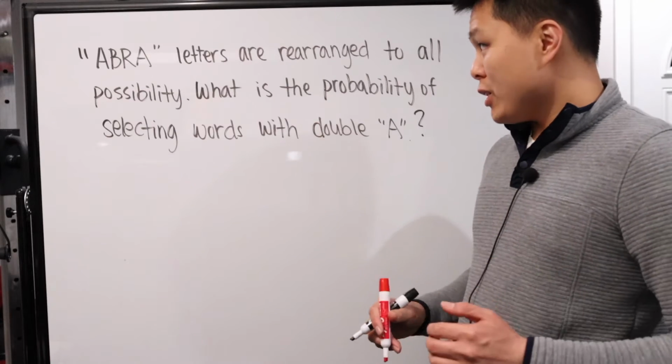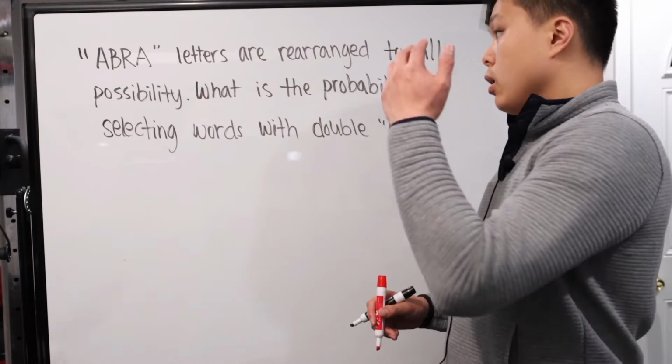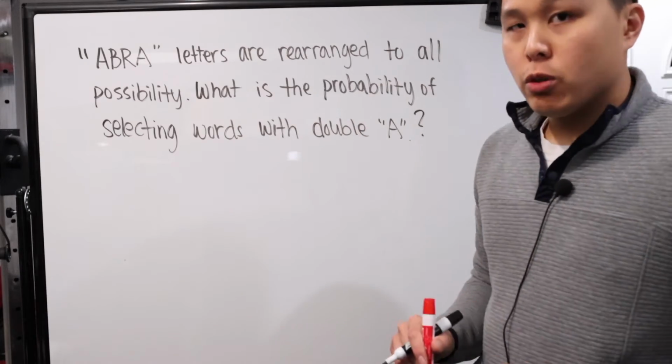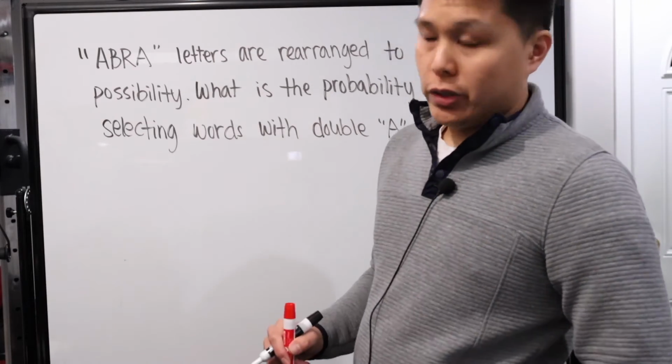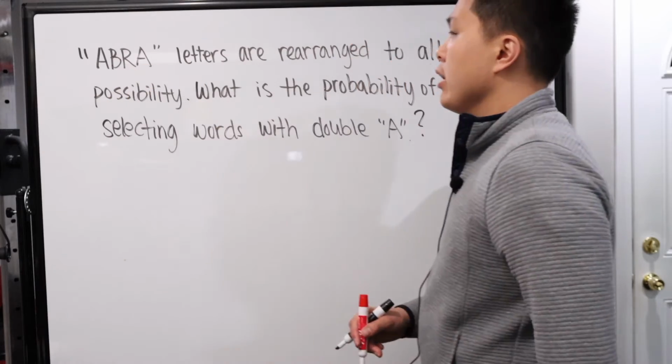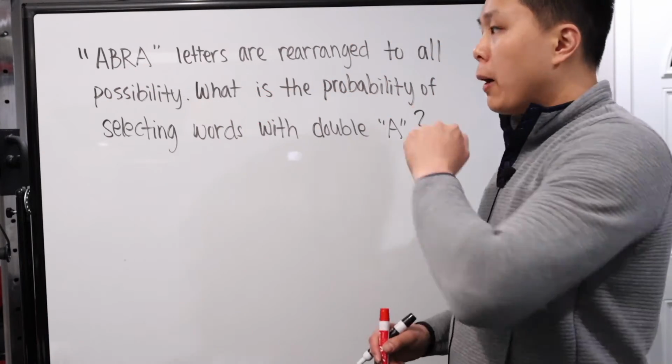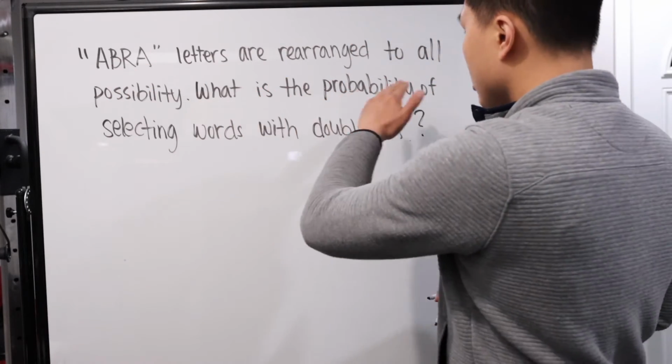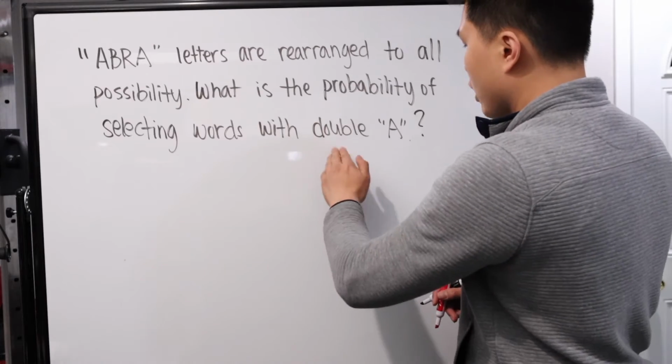Alright, so as I mentioned, probability is easy. The problem itself might not be so much if it's difficult to understand. So let's look at this one. You have the word abra, A-B-R-A. The letters are rearranged to all possibility. What is the probability of selecting words with double A?